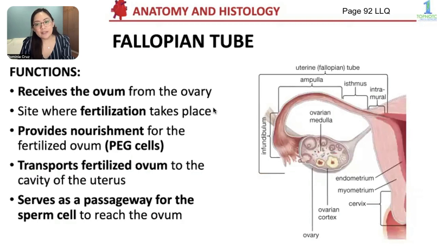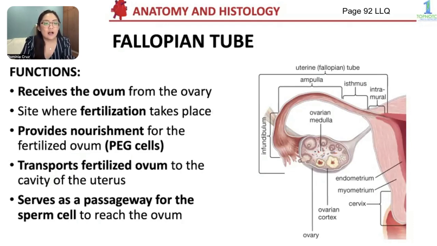Yung fallopian tube natin, as we said earlier, it's a Mullerian duct derivative. It's about 4 inches long, and it is found at the upper border of the broad ligament. The fallopian tubes would connect the peritoneal cavity in the region of the ovary with the cavity of the uterus and function to do the following.